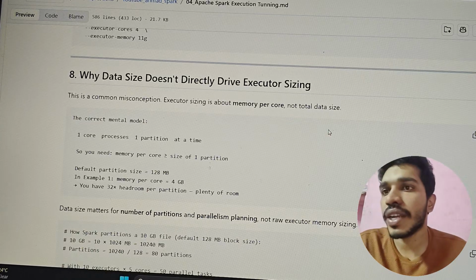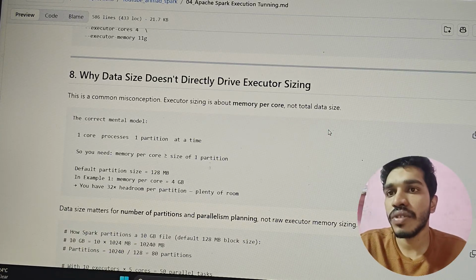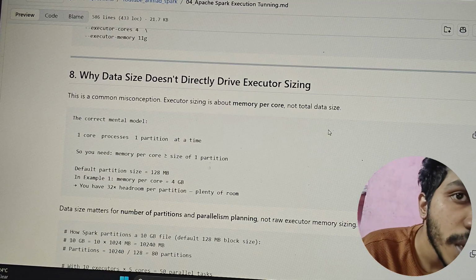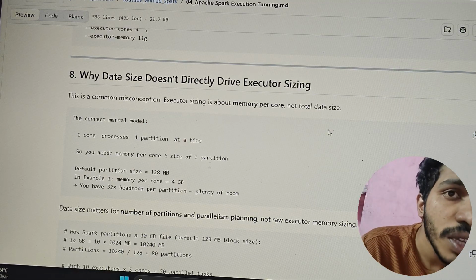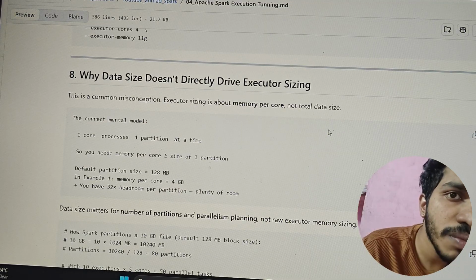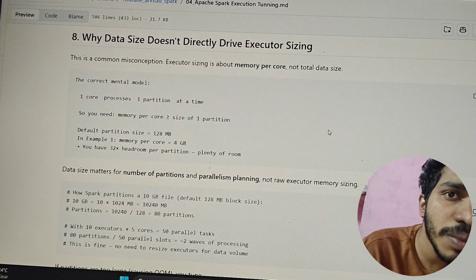Let's talk about why data size does not directly drive executor sizing. This is a common misconception. Executor sizing is about memory per core, not total data size. The correct mental model: one core processes one partition at a time. So you need memory per core greater than or equal to the size of one partition. Default partition size is 128 MB.